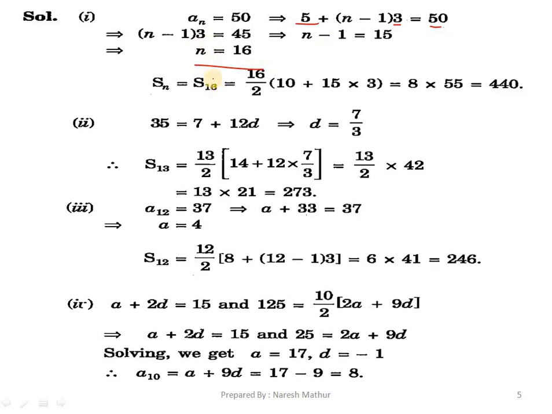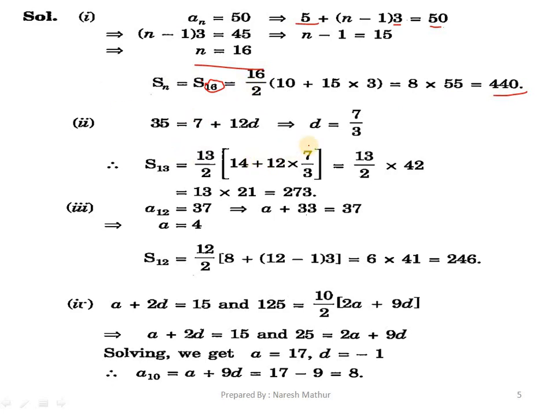Now put the value in the sum of 16 terms, so the value of n will be 16 here. Alright, this will be n by 2 times 2a plus n minus 1 d, or we can use the formula of an also, we'll get the same answer, not an issue. 440 is your answer, simple.